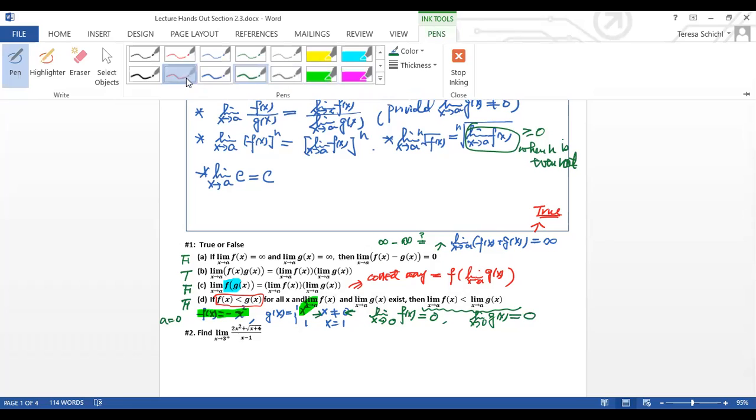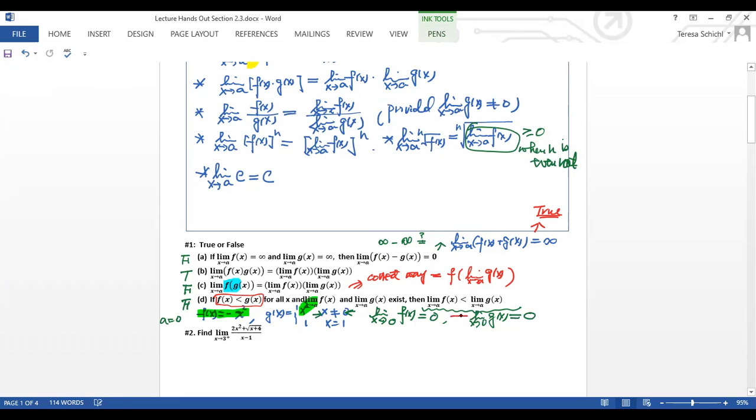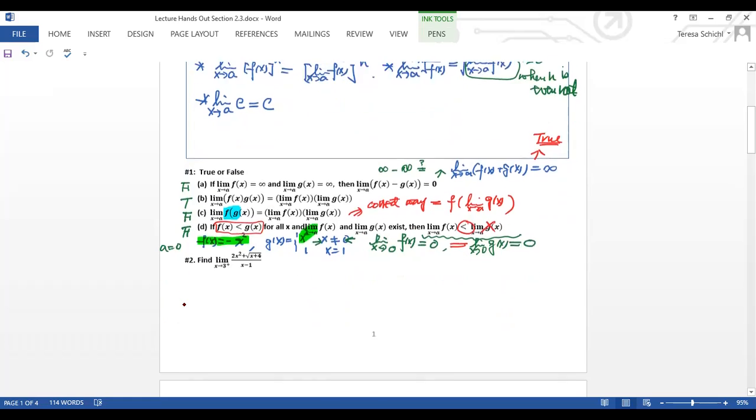So it turns out that the limit of f(x) is equal to the limit of g(x), so it's not less than. That's why this is false, right? As we know, if I can find an example that doesn't satisfy the condition, then the statement is false. If I say it's true, that means it has to be true for every condition.